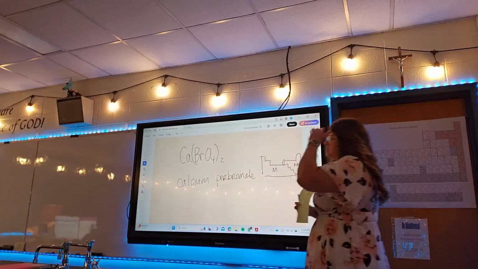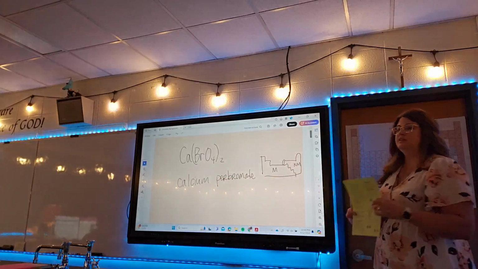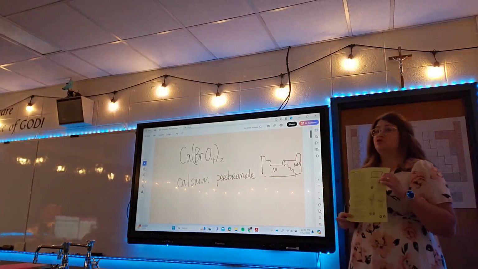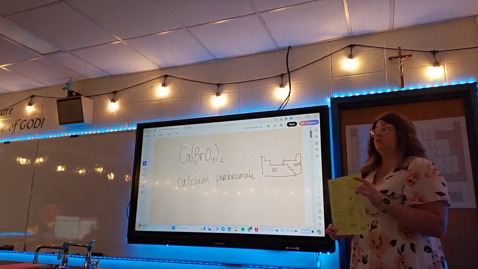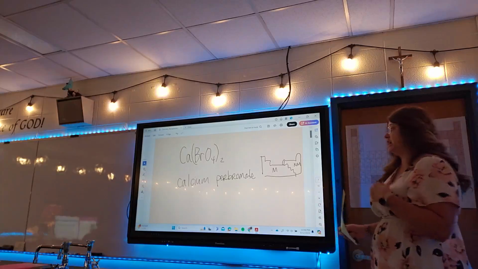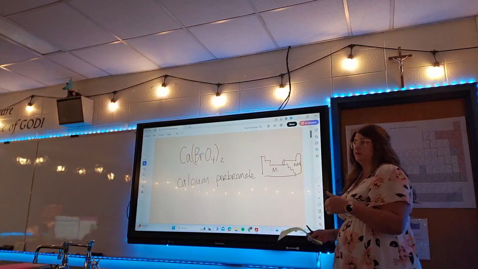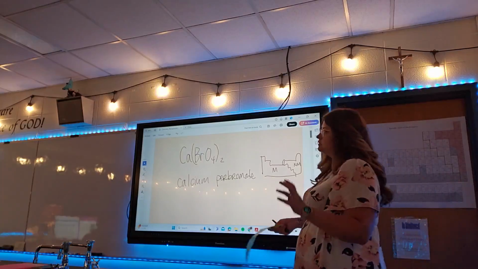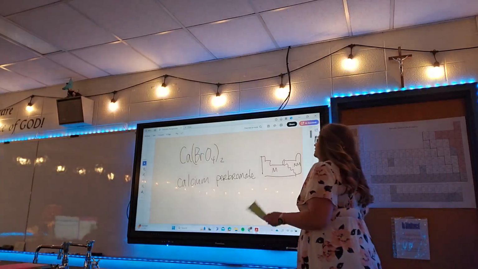So the easiest thing to do is to not use this. But trust me, you need to use this. That's why I made it for you. I don't need to use this, but I've been naming these compounds for 25 years. So if I'm not good at it, there's probably something wrong up here.